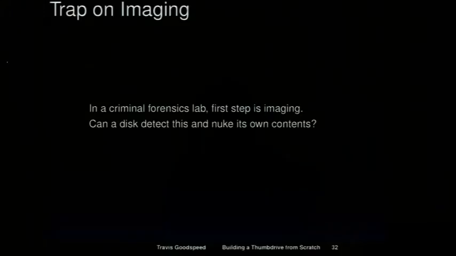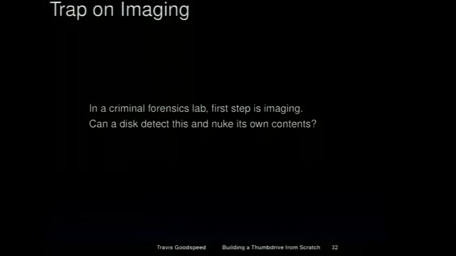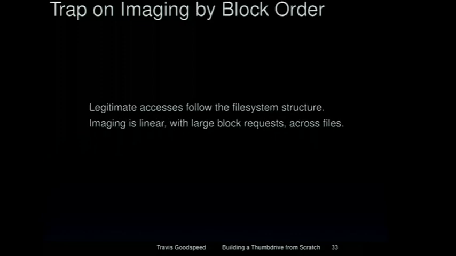To trap on imaging, the first step in the criminal forensics lab is that they image it and they record the checksum so that on the stand in front of the judge and jury, the forensics expert can say, I know that this is the disk that I got because I took the image and it was this checksum, and everything here is just as it was when it was handed to me. But the disk can detect it and nuke its own contents. First, by block order. So legitimate access follows the file system structure. But imaging is linear, and the accesses are a lot larger. And they also cross file boundaries. So in a regular FAT file system, you will never see two files being read in the same access.